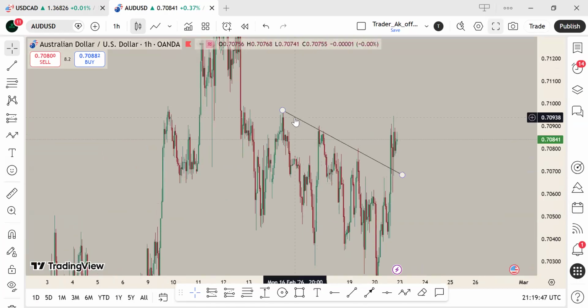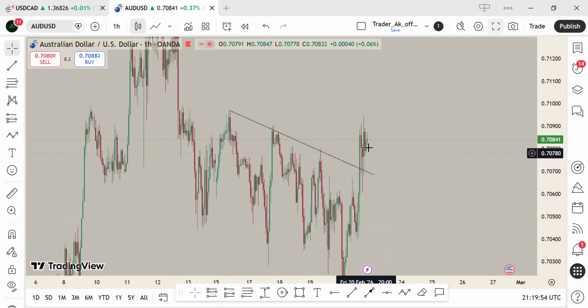So yeah, look at this. 1, 2, 3, 4, at least 4 touches. And look at this, perfect rebounds on it. Look at price retesting it. So supposedly it's supposed to buy all the way up.